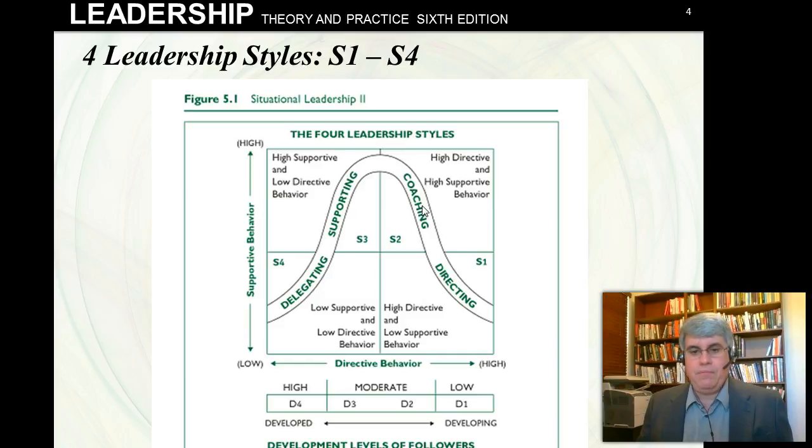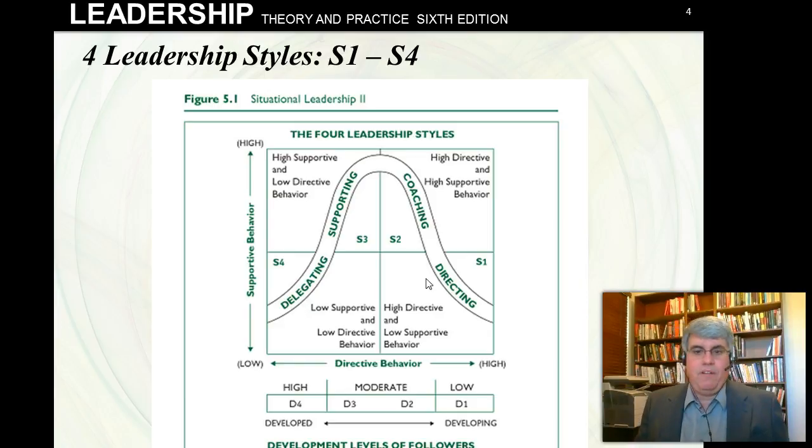We've got coaching, which is high in both directive and supportive behavior. That's what was team management before. Here we've got supporting. This was the country club management, where you're not very directive, but you're very supportive. And then the impoverished management is now called delegating, where you don't do much directing or much supporting. You just delegate and let the person go.